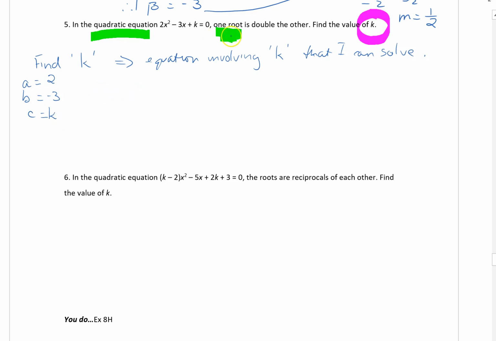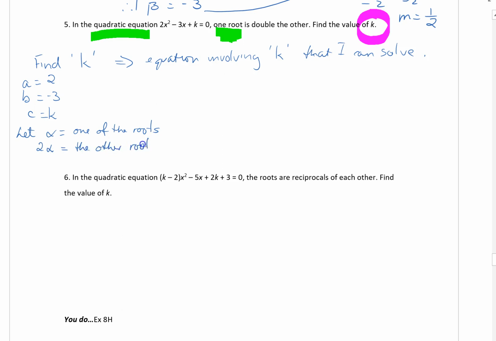We also know that one root is double the other. So if I let alpha be one of the roots, the other root is double this. 2 alpha is the other root.